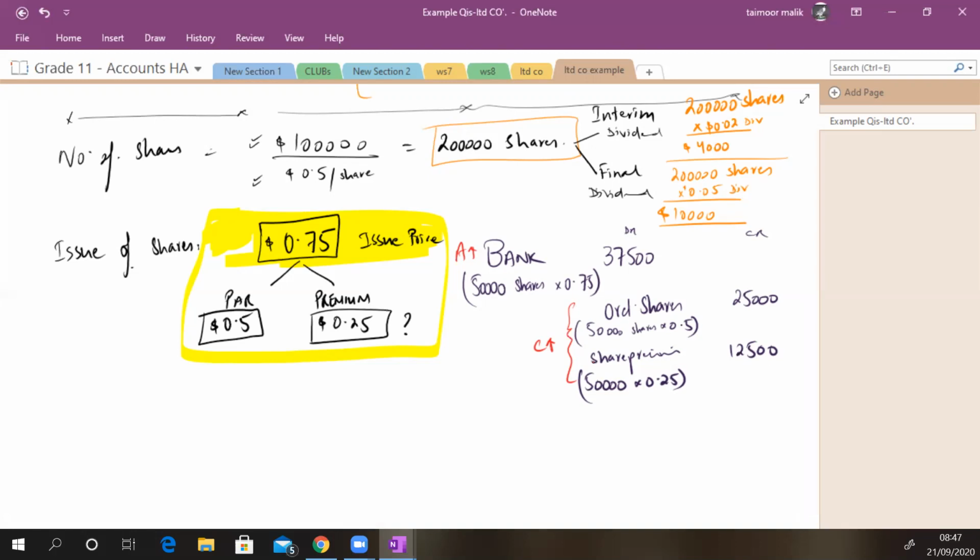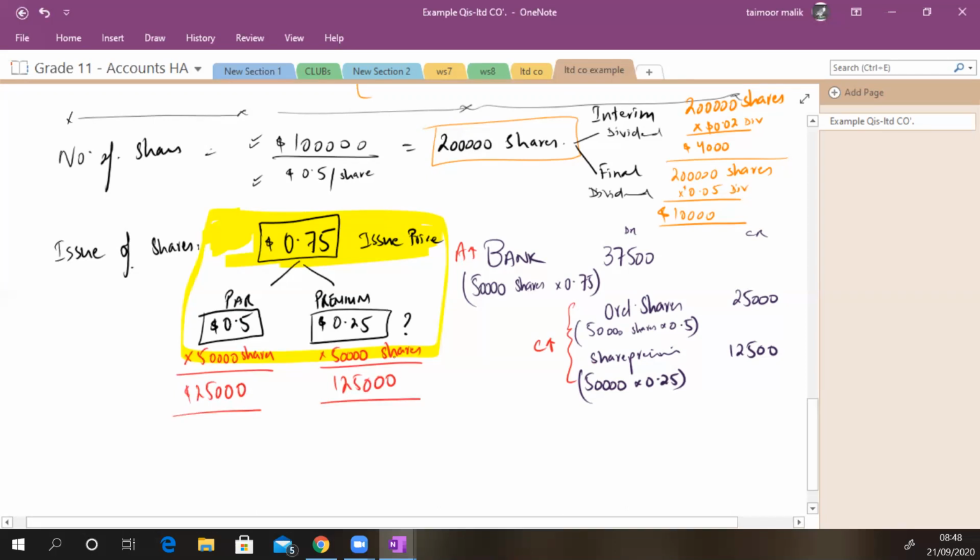ठीक है, ऑलराइट। सो यहाँ भी कर सकते थे, पार वैल्यू इतनी आ गई, मल्टीप्लाई बाय 50,000 shares into 50,000 shares, so the values would have been same, or 12,500। ठीक है, ये वैल्यूज वैसे भी आ सकती थी। सही है, ओके। एनी क्वेश्चन बिफोर आई मूव ऑन? No, sir.